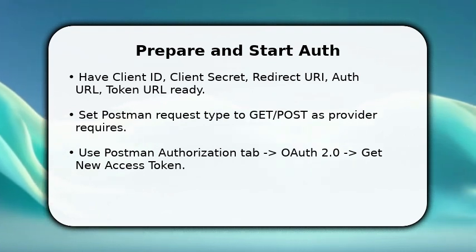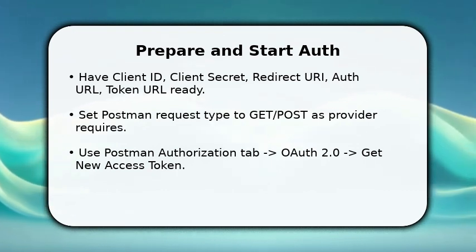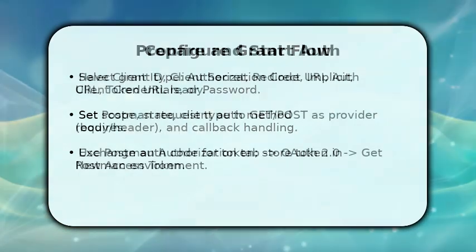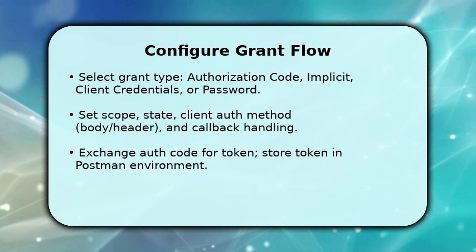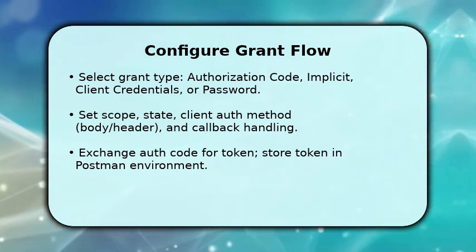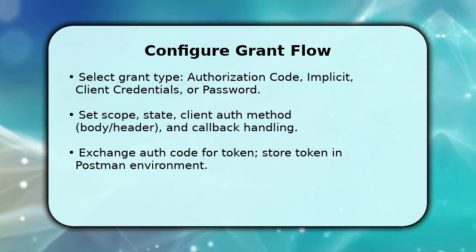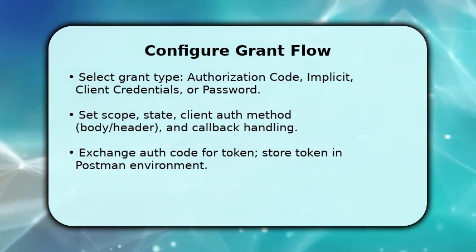This triggers the provider's consent screen and returns an authorization code that Postman can exchange for an access token. You now pick the appropriate grant type: authorization code for user consent, client credentials for machine-to-machine, or another per your API. Make sure to specify scope and a state value to prevent CSRF. This is why state matters for security.